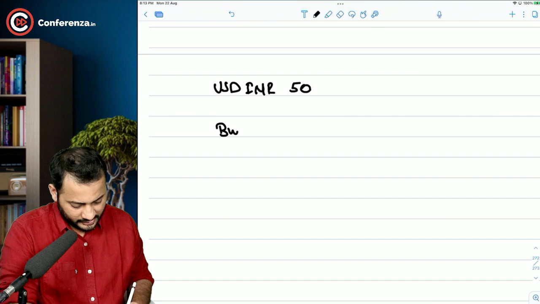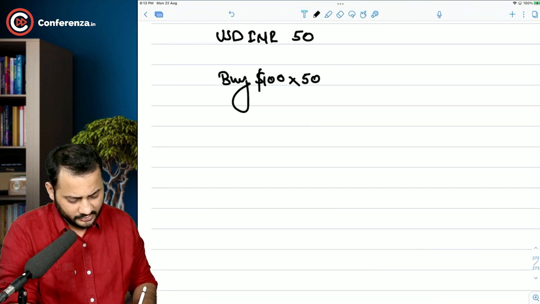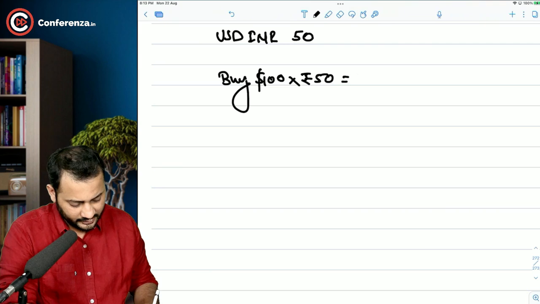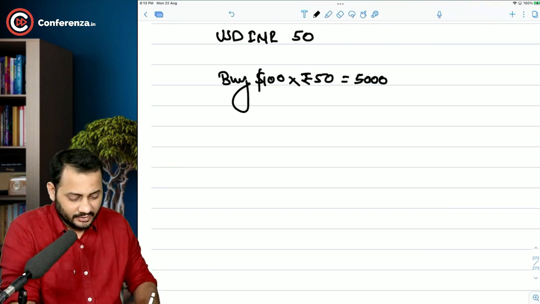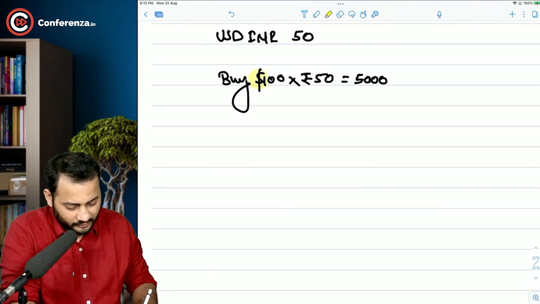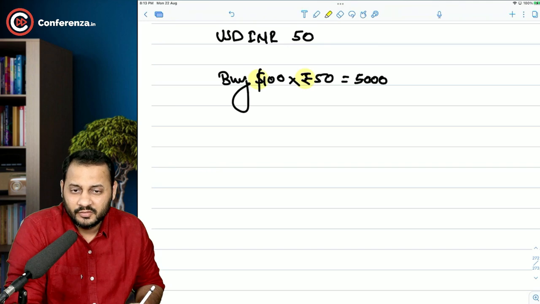If you want to buy $100, how much will you have to pay? $100 into 50 rupees. Am I right? 5,000. You can understand one thing, that we normally multiply the opposite currencies.